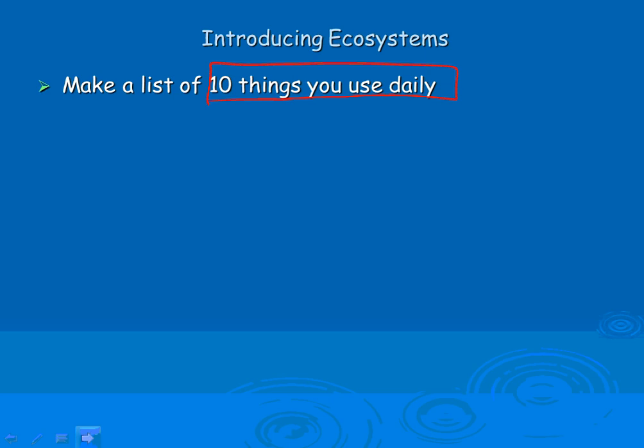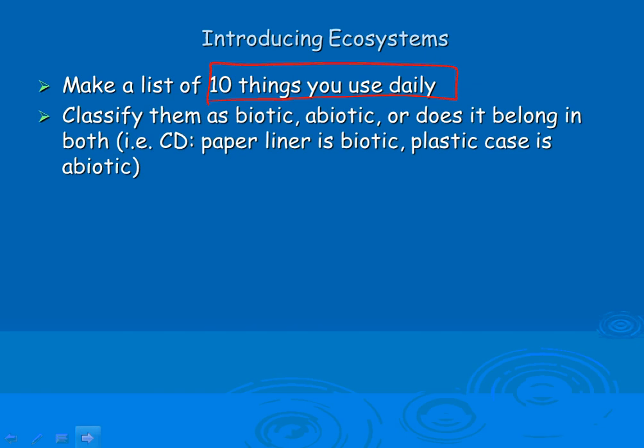Now that you have your list, I want you to classify everything in your list as biotic, abiotic, or both. So basically, you can either just draw sort of like a Venn diagram, sort of like this. So you could put your abiotic, your biotic, and then the things in the middle that classify as both.